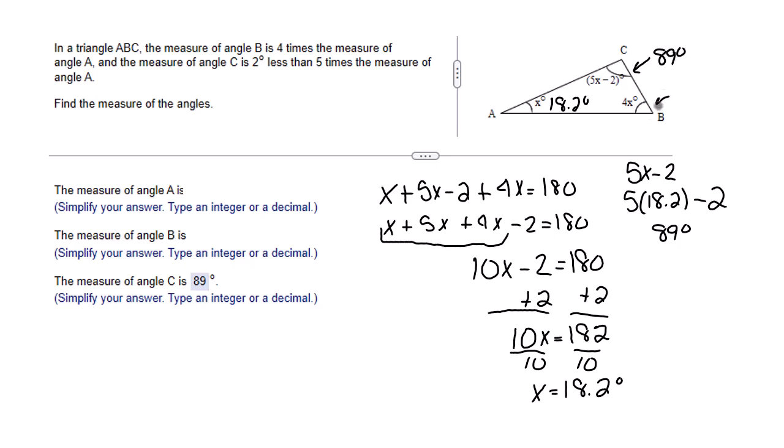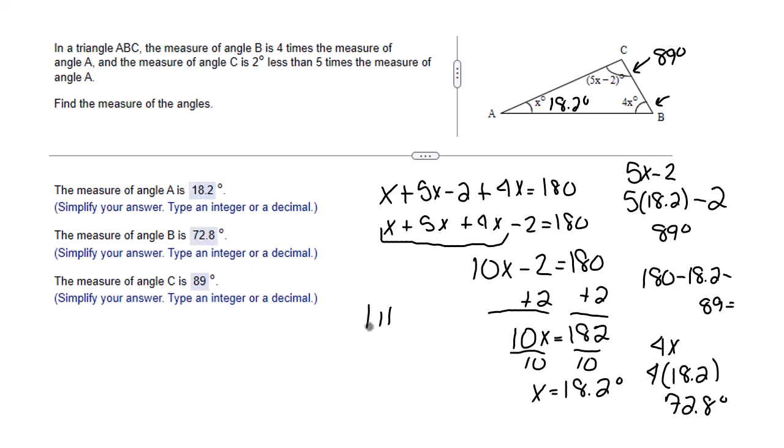Let's find B. Now we could do it one of two ways. We could say 180 degrees minus 18.2 minus 89. There we are. And that will give it to us. Or we know that angle B is 4x. All we need to do is put 18.2 in for x and multiply. When we do that, we end up with 72.8 degrees. And we did it. Yay!